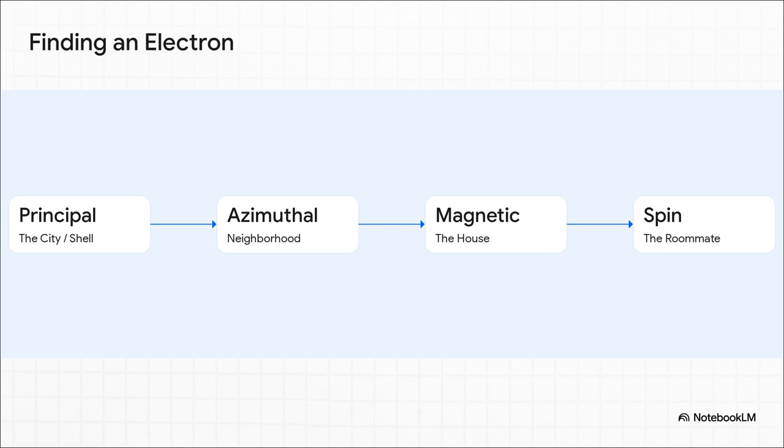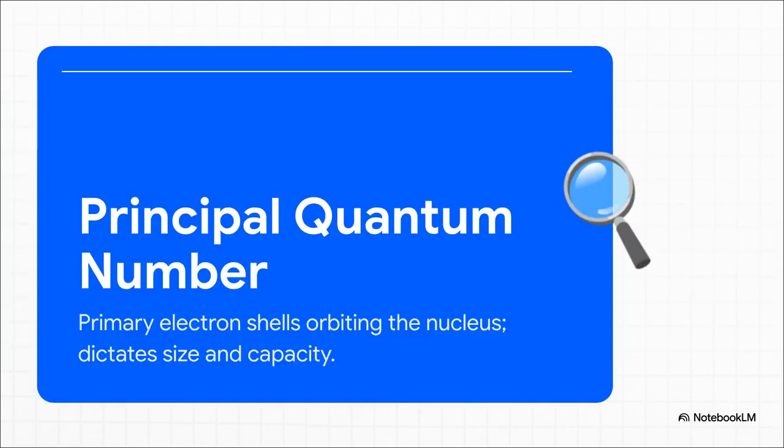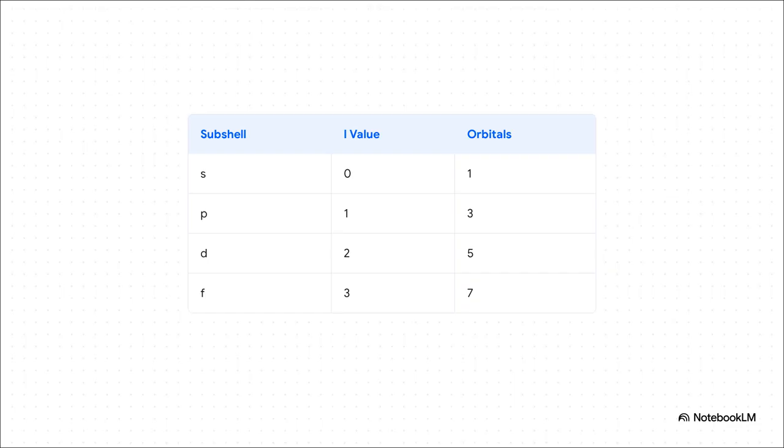Let's break these down. First up is the city, or the principal quantum number, represented by the letter N. This dictates the main energy shells orbiting the nucleus, traditionally labeled K, L, M, and N. As N goes from 1 to 2 and then to 3, the shell gets bigger. We can actually calculate the absolute maximum number of electrons a shell can hold using a brilliantly simple formula, 2n squared.